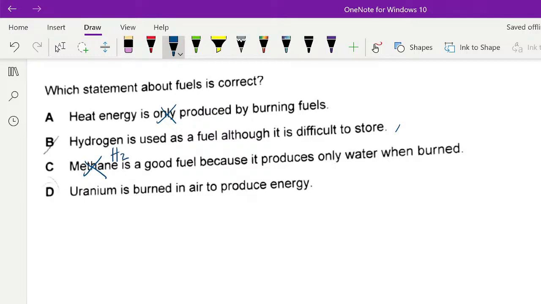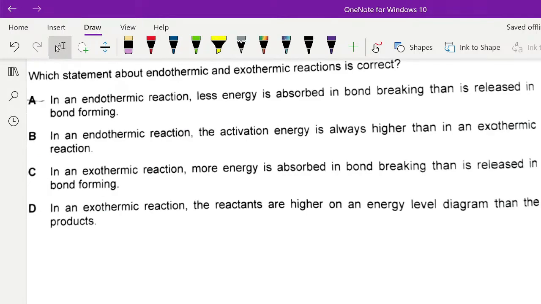And uranium is burnt. Now, uranium is a radioisotope. It is not burnt, it undergoes decay. And in decaying, it produces heat as well. Okay, so this is wrong. Answer is B.